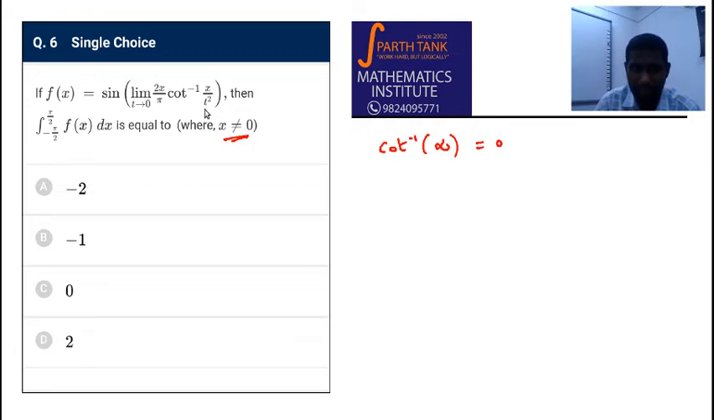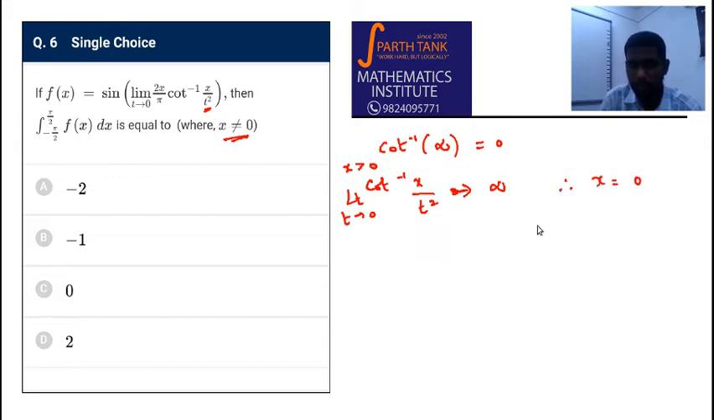And they have given specifically a t squared here to make sure that this part is always going to be positive. Because what I mean is, if I have cot inverse, when x is greater than 0, cot inverse of x by t squared is going to tend towards infinity, right? As t tends to 0, this is going to tend towards infinity. Therefore, you can say x is equal to 0.